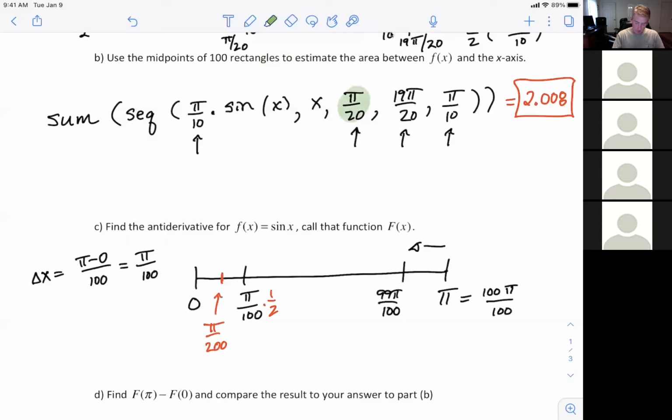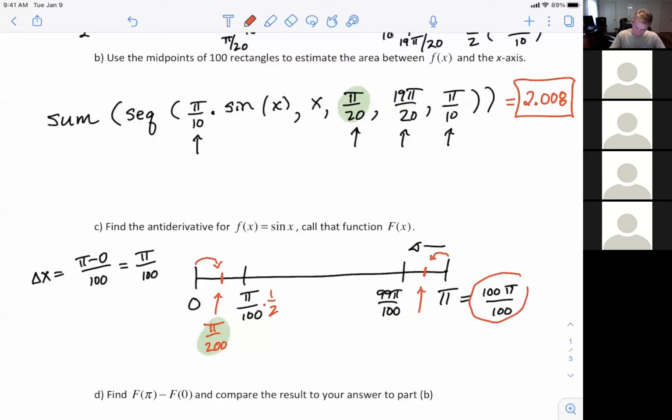And if you compare with the pi over 20 we had before, then it makes sense that this is pi over 200, because we're just adding an extra 0, going from 10 rectangles to 100 rectangles. And then what about this midpoint right here? Well, you could add them together and divide by 2 like I did before, or you could say this is a length of pi over 200. So that means you have to go to the left by pi over 200.